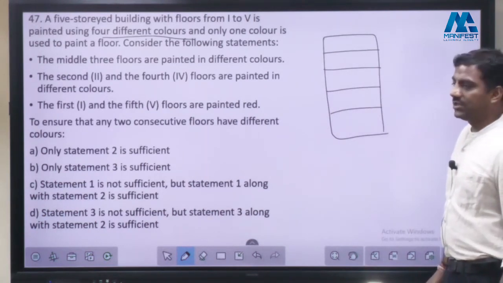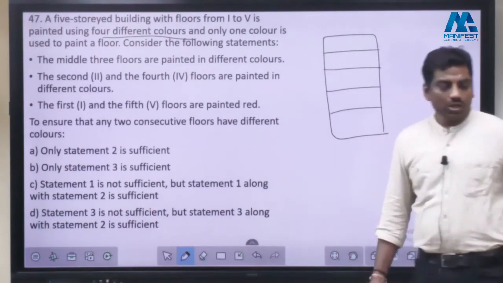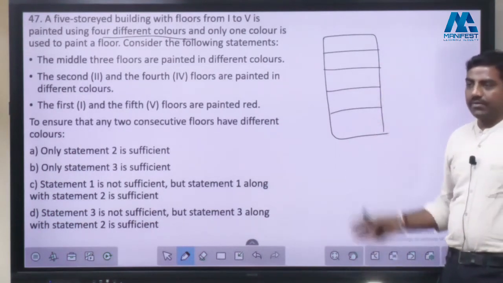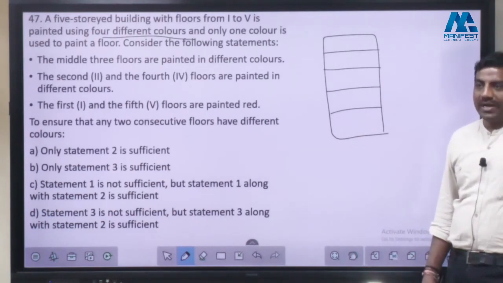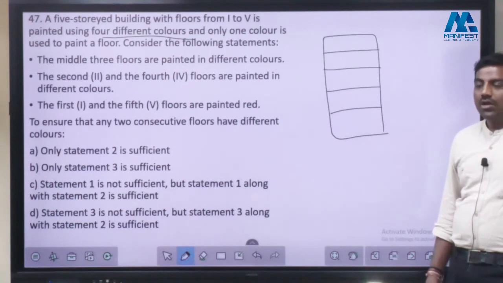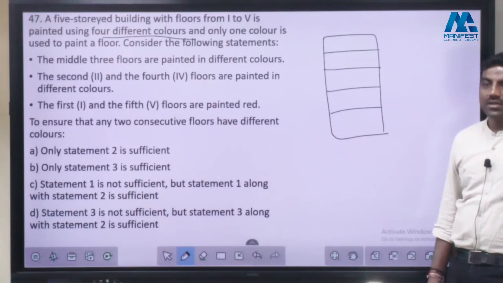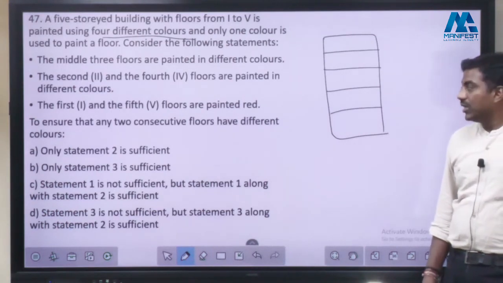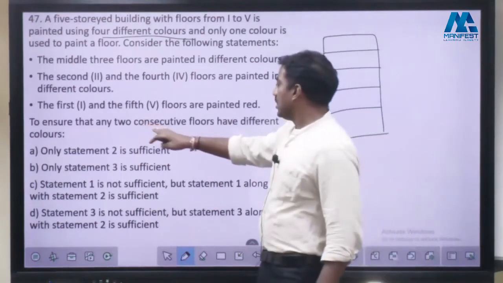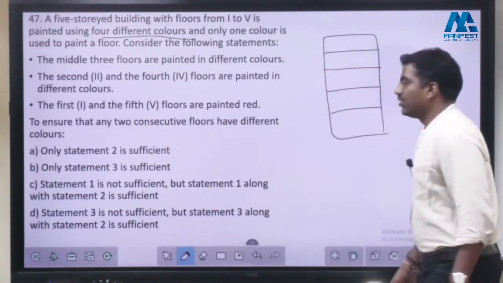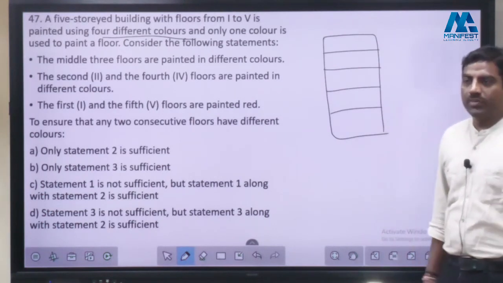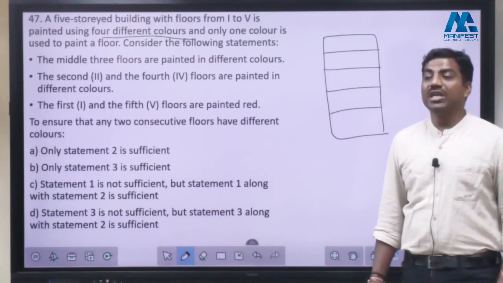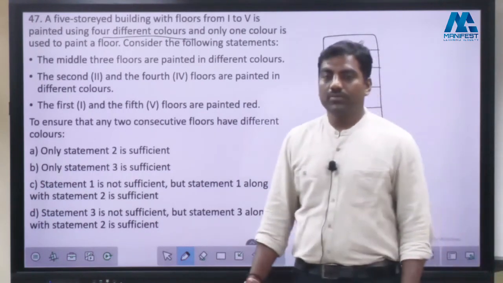Consider the following statements. So tell me, if you want to color this building with no 2 adjacent floors painted with the same color, what is the minimum number of colors that you will use to paint this building? To ensure that any 2 consecutive floors have different colors. No consecutive floor should be colored with the same color. So minimum number of colors you want.